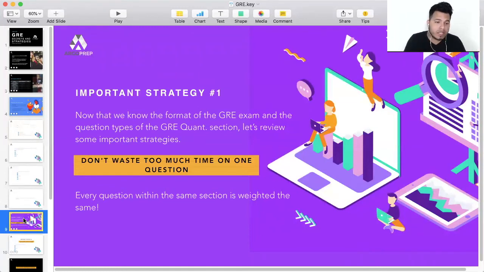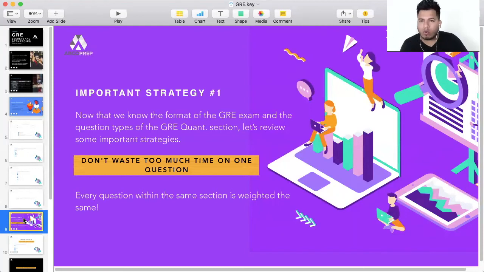According to the official ETS, the company, they say that every question within the same section is weighted the same. That means that if you solve a super easy problem, you're getting 1 point if you get it correct, of course. And if you solve question number 20 and it's super hard and designed to throw you off, and if you also answer it correctly, that's also worth the same point. So the main idea here is don't waste too much time on one question because you think it's worth more.